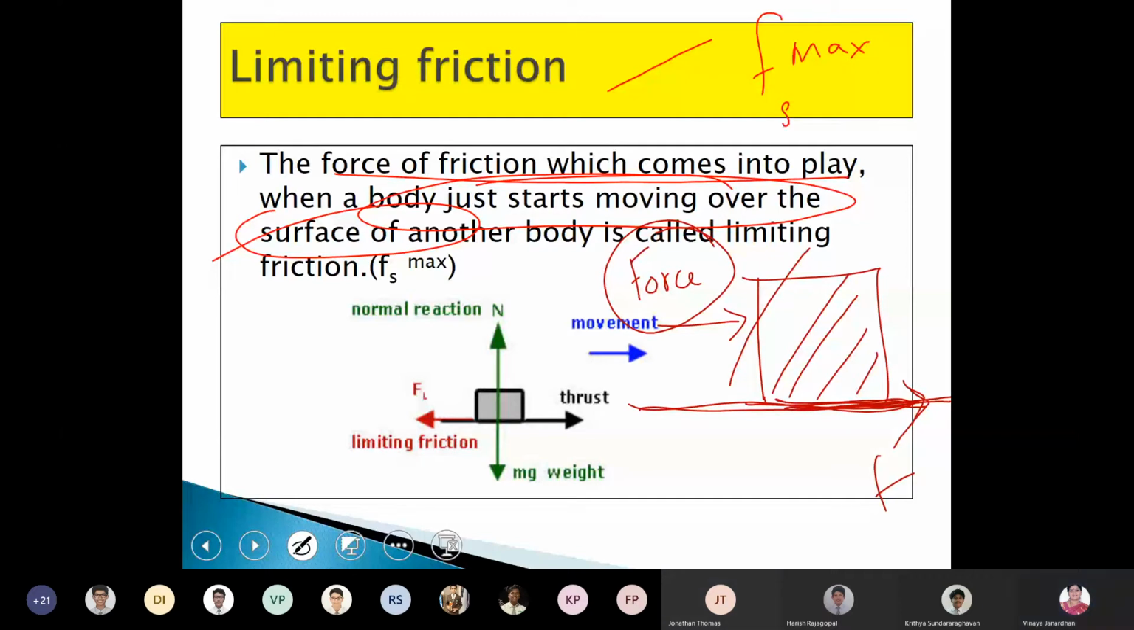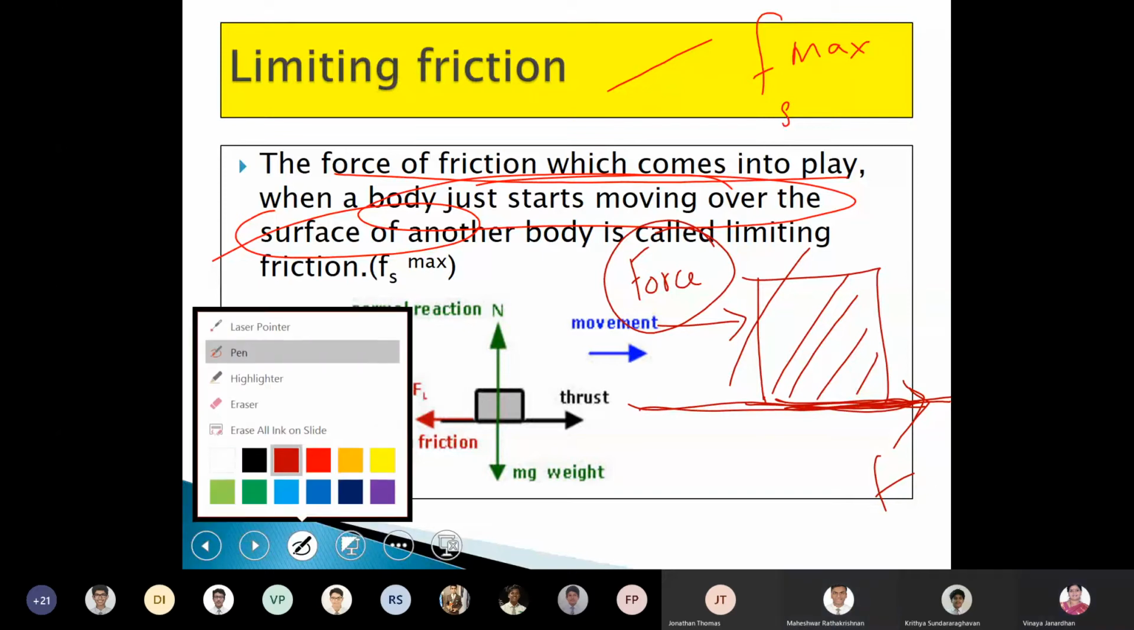Ma'am, can the weight of the object be more than the normal reaction? No. Now, you tell me, if the weight of the object is more than the normal reaction, what will happen? Suppose we sit on a chair and our weight is more than the normal reaction of the chair. Will the chair then break? Yes, it'll break. That's what.